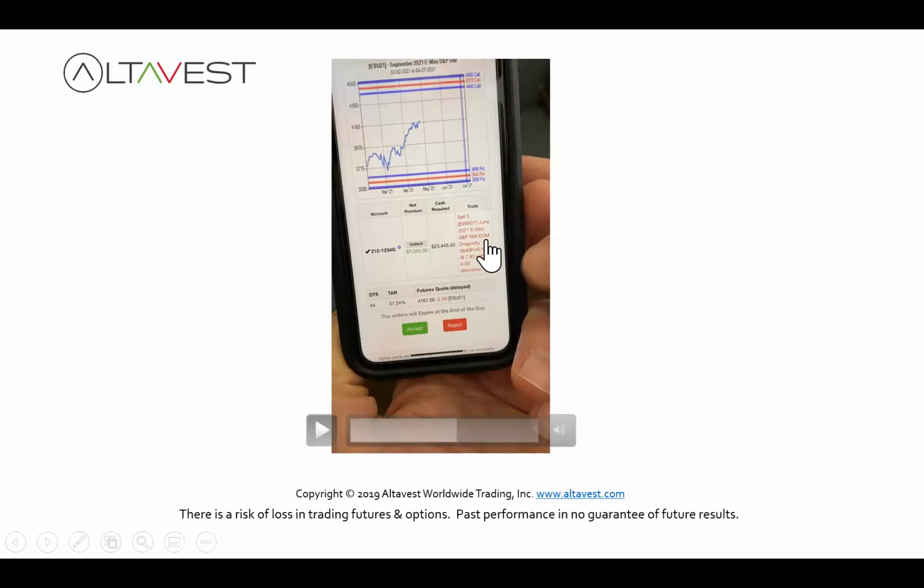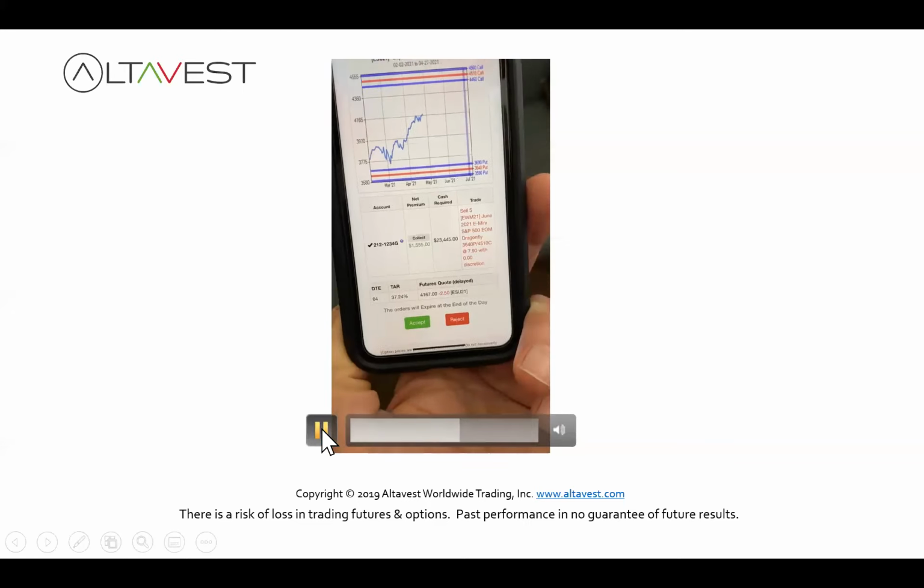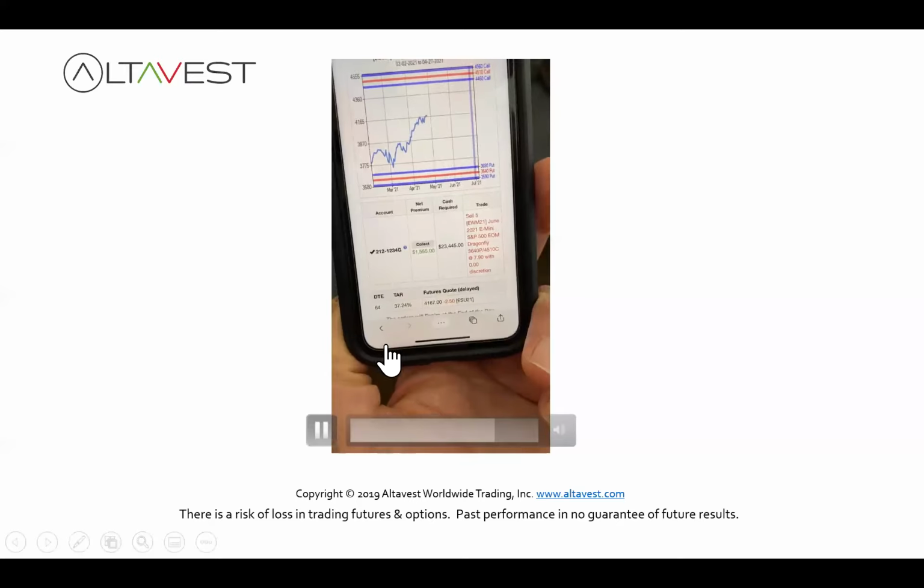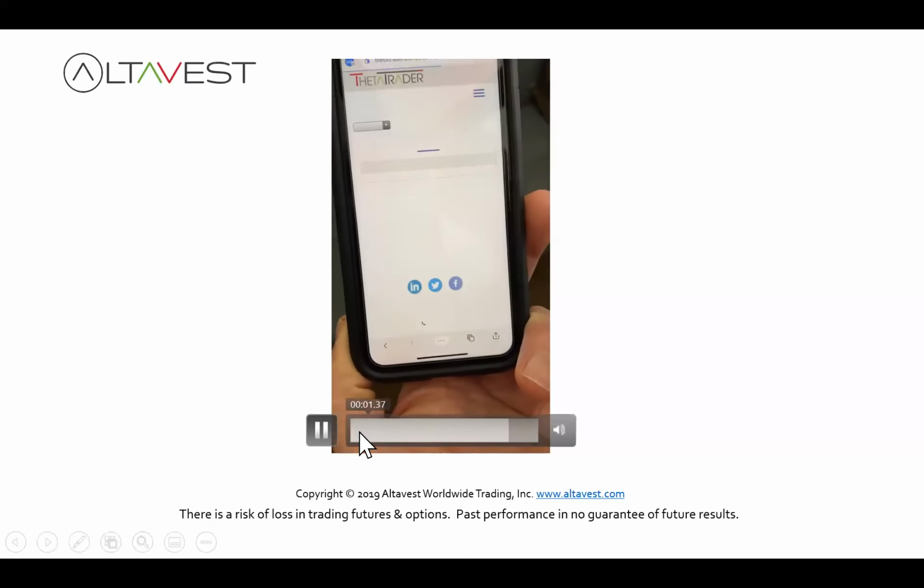So these alerts are always custom to you and tailored to your account in terms of sizing and strikes and expirations. You're not going to receive an alert for the same set of strikes or expirations over and over and end up with a concentration of risk at any one level. And you just simply touch accept, and then that's it.